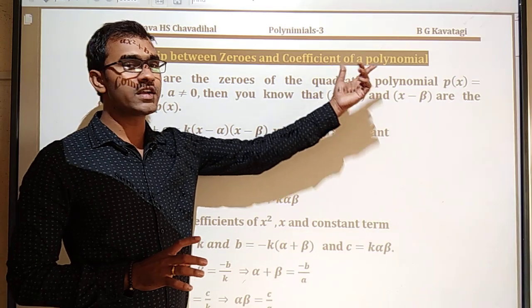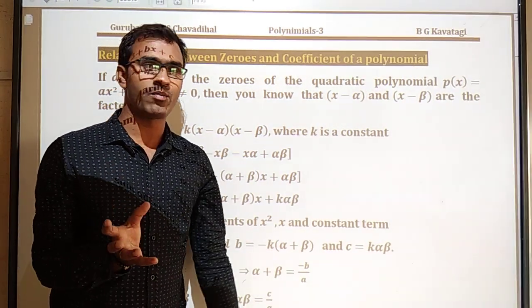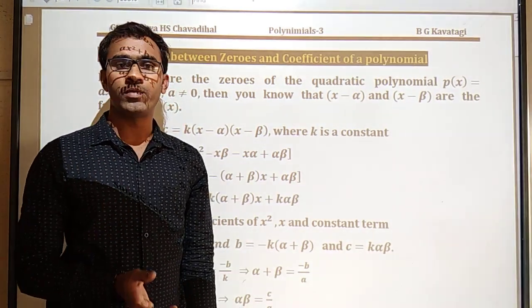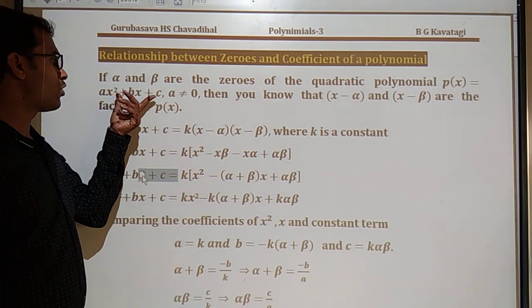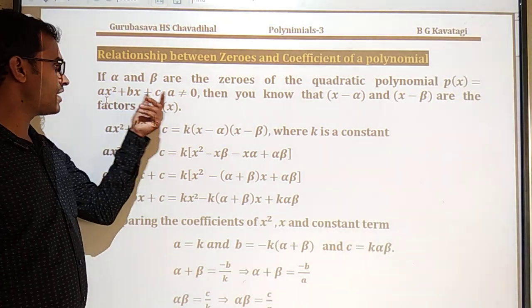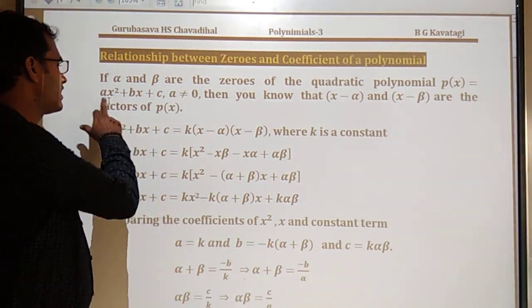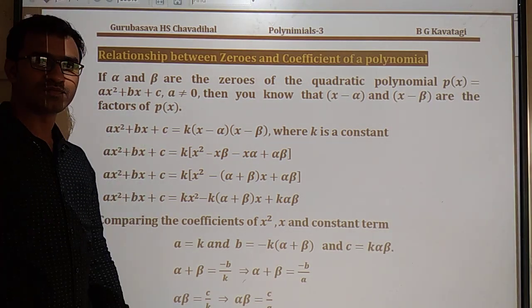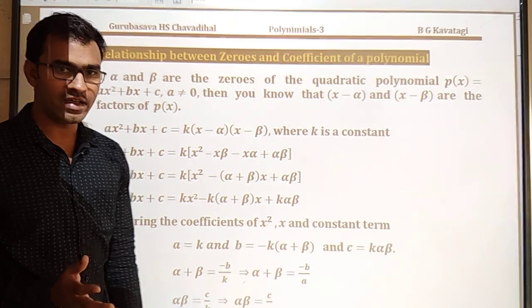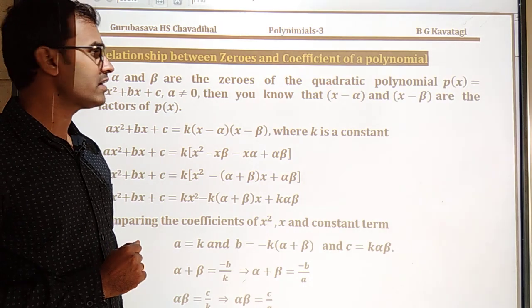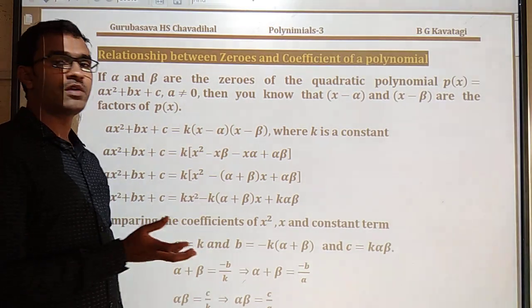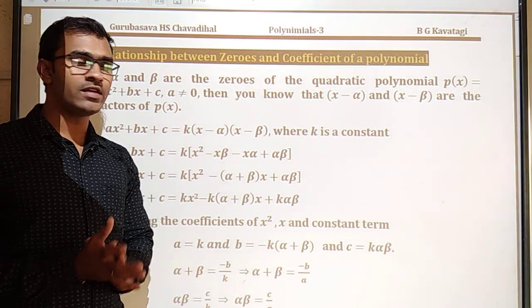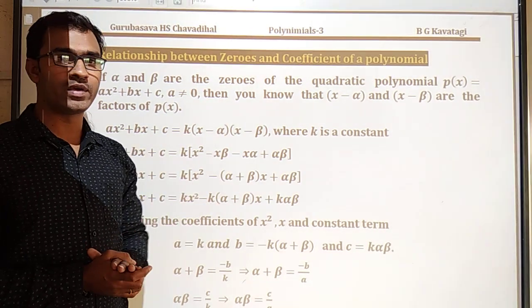And the coefficients of a polynomial depend upon the polynomial. In a quadratic polynomial, ax square plus bx plus c, the coefficients are a, b and c. In a cubic polynomial, there are a, b, c and d, right? So what is the relationship between the zeroes of a polynomial and the coefficients of a polynomial?